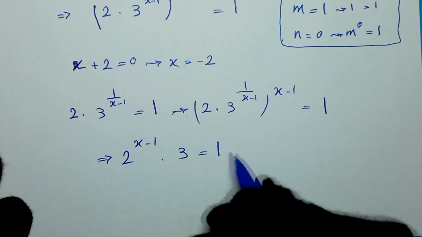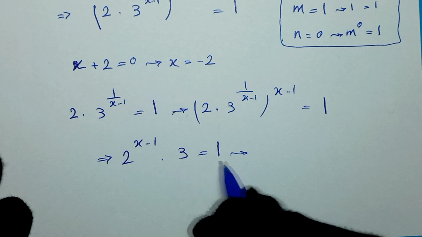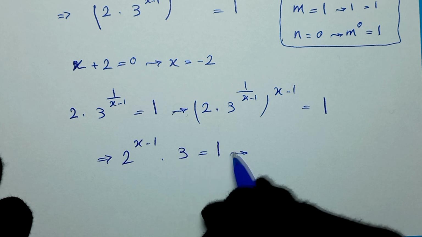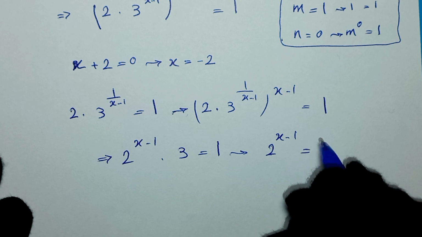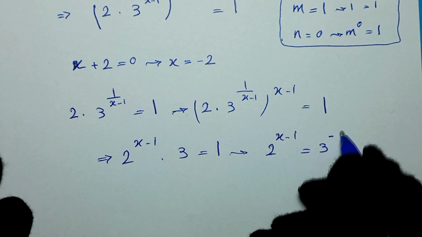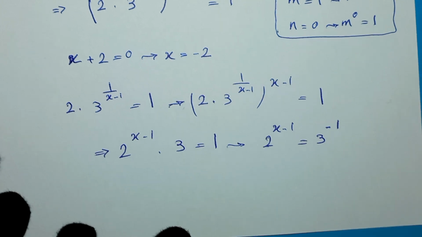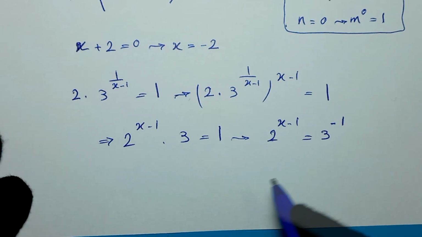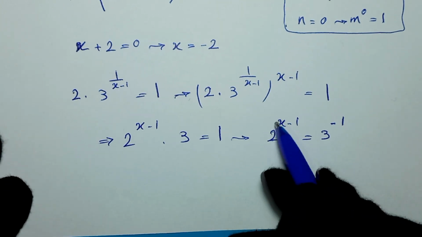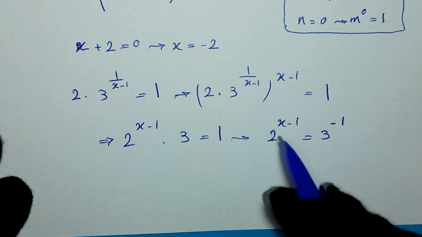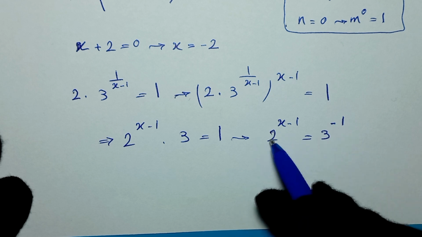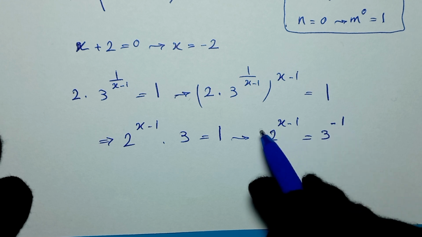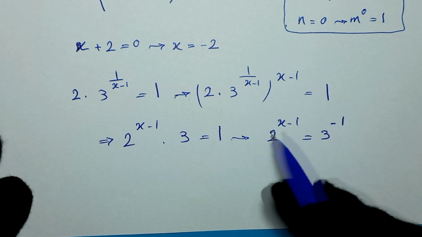And from here we take this 3 to this side, so it will be 2 to the power of x minus 1 equals 1 over 3. 1 over 3 also is 3 to the power of negative 1. And from here we have an exponential equation and the base is 2. So because of this 2, we apply log of base 2 to both sides of this equation.